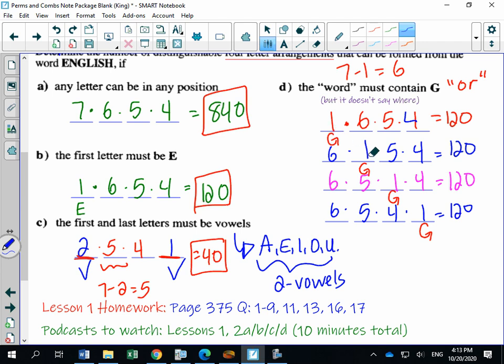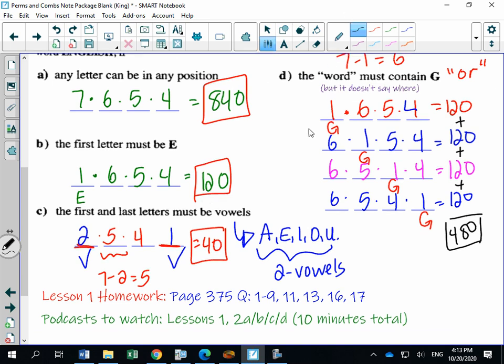Because the G, they don't specify where it could be, it becomes an or question. It could be here, or here, or here, or here. So what you would then need to do, or implies that you add all of this together. And 120 plus 120 plus 120 plus 120, basically 120 times 4 is 480. And that would be your answer.